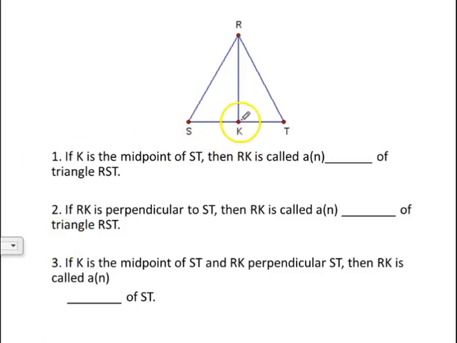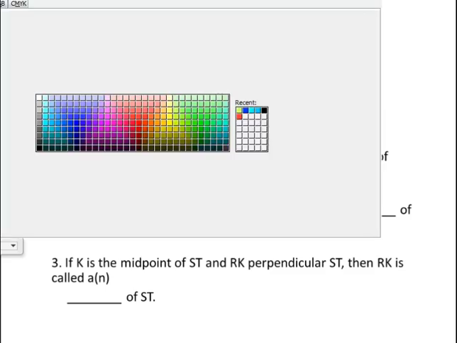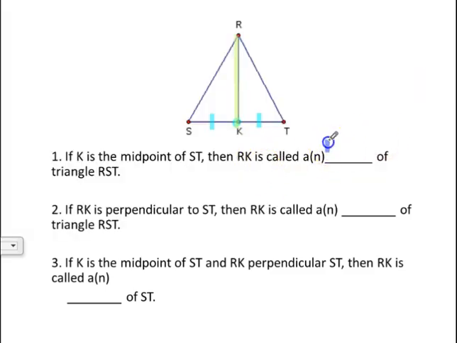All right, so here, if K is the midpoint, that would mean we could put in the midpoint of ST, could put in some ticks. So if K is the midpoint, then RK, this segment, is called a what? Is it an altitude, median, or perpendicular bisector? What do you think? It is the median. If you said median, you are correct. All right, next, going on to the next one.